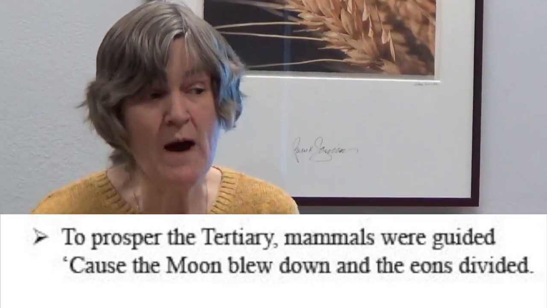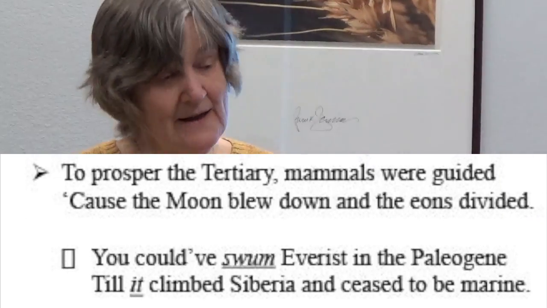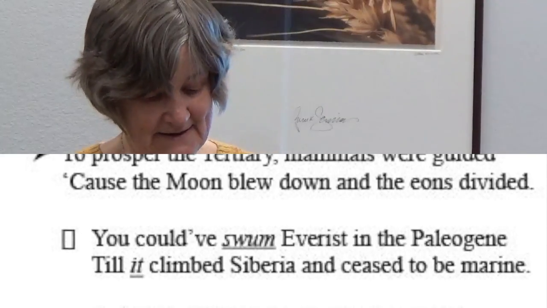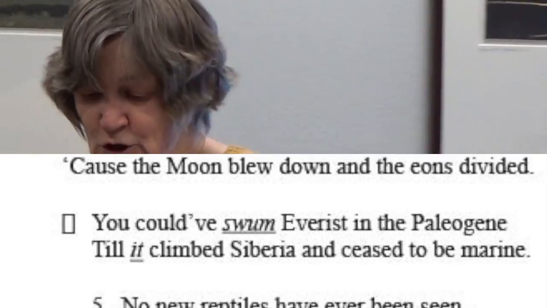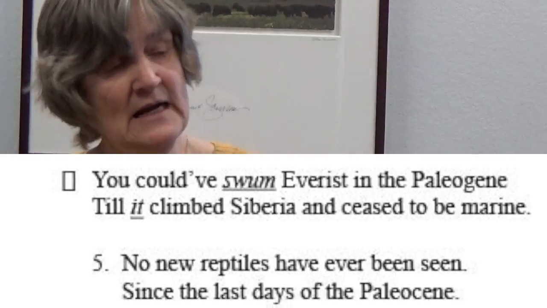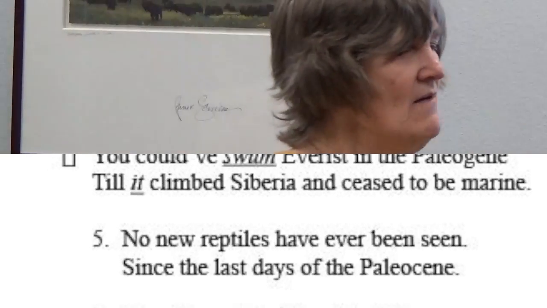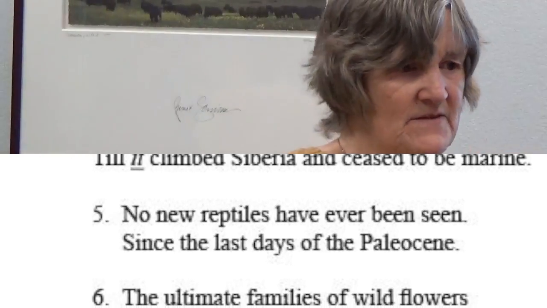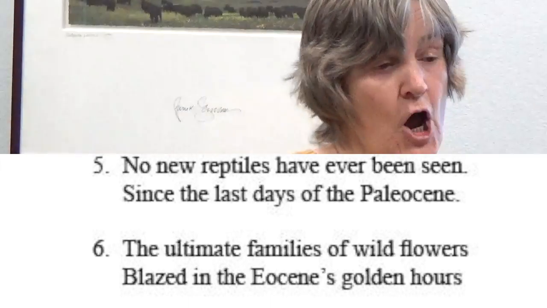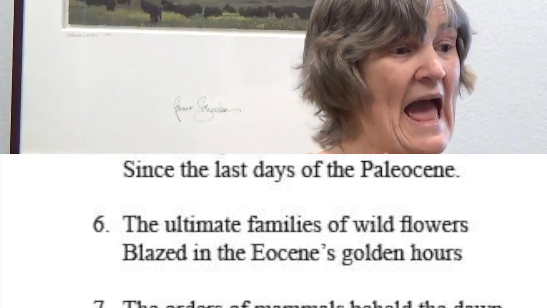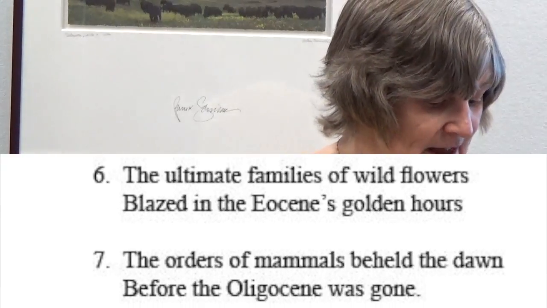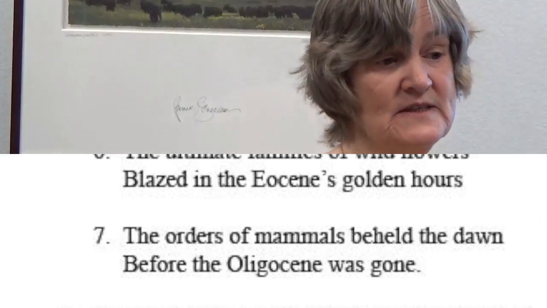You could have swum Everest in the Paleogene till it climbed Siberia and ceased to be marine. So that's when it happened. No new reptiles have ever been seen since the last days of the Paleocene. This is talking about the fact that evolution has specific steps that it takes. The dinosaur has not re-evolved, and all of the kinds of reptiles that we have now had evolved by the end of the Paleocene. The ultimate families of wildflowers blazed in the Eocene's golden hours.